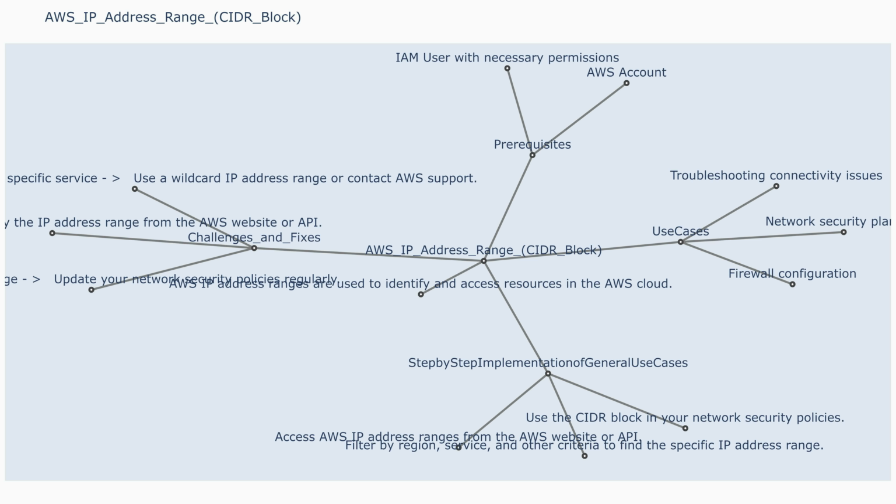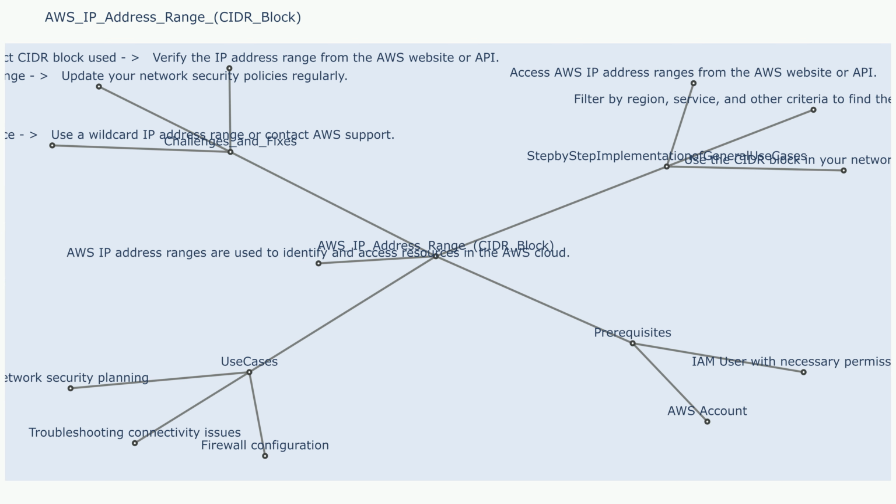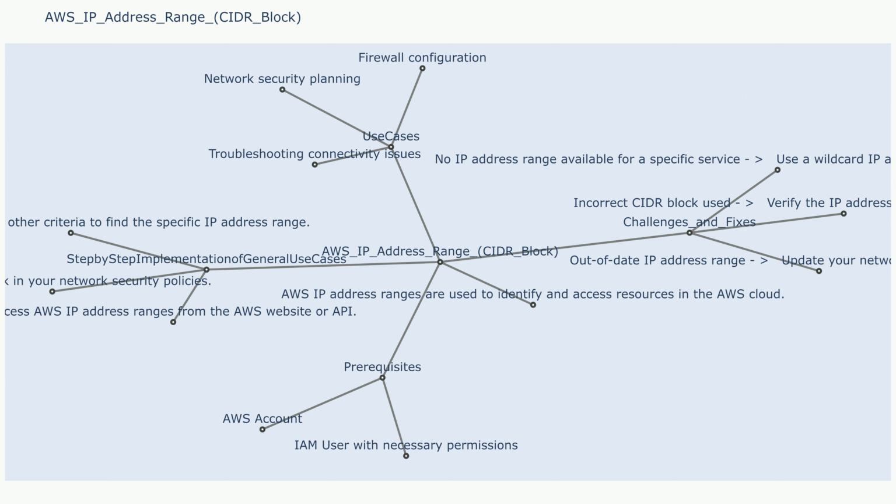AWS IP address range CIDR block. Description: AWS IP address ranges are used to identify and access resources in the AWS cloud. They represent a contiguous block of IP addresses used by specific AWS services within a particular region.